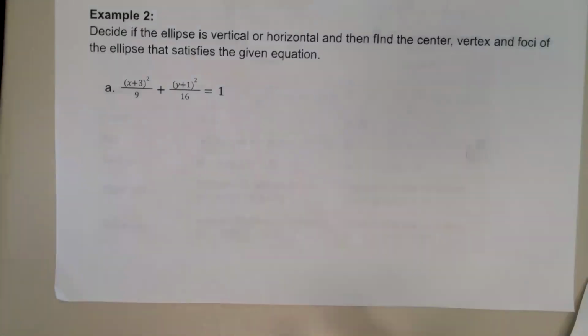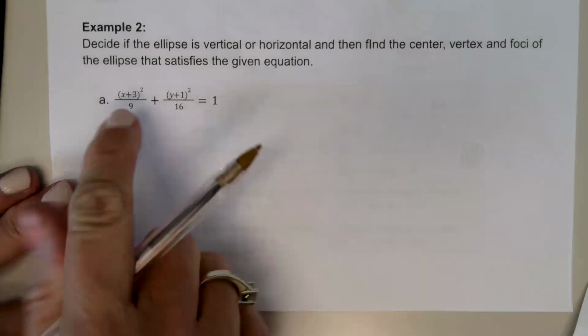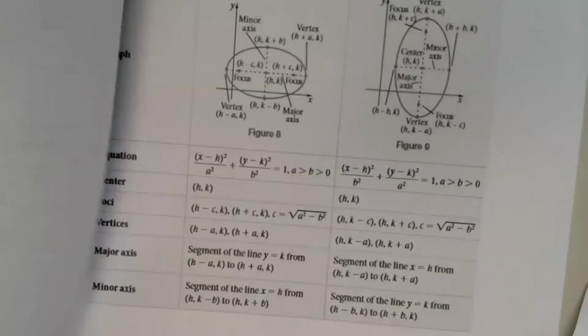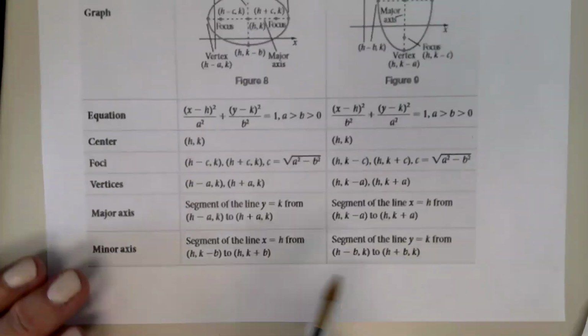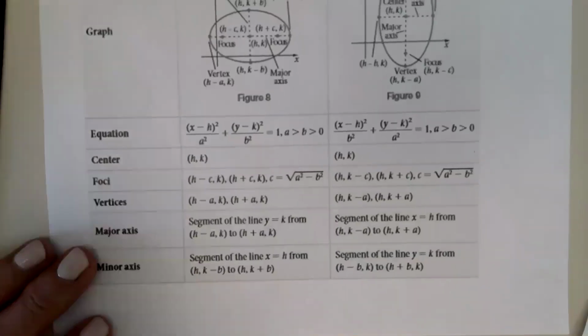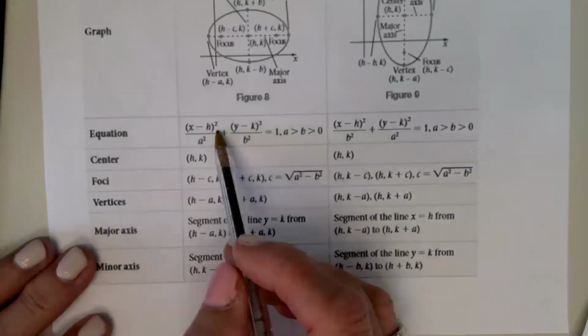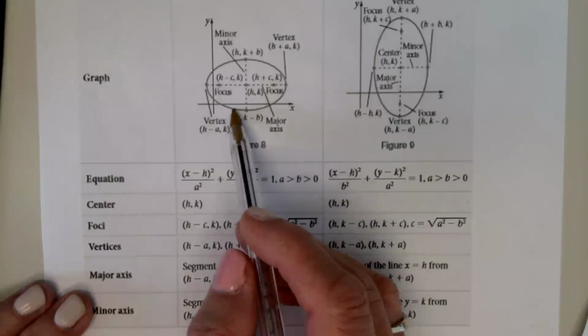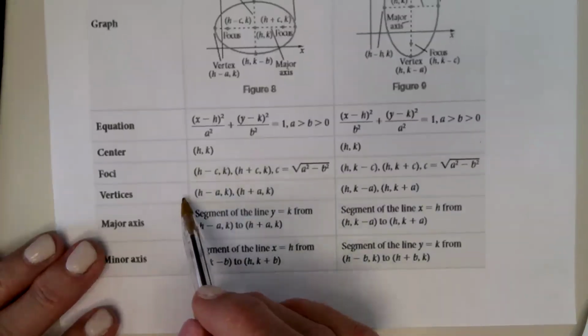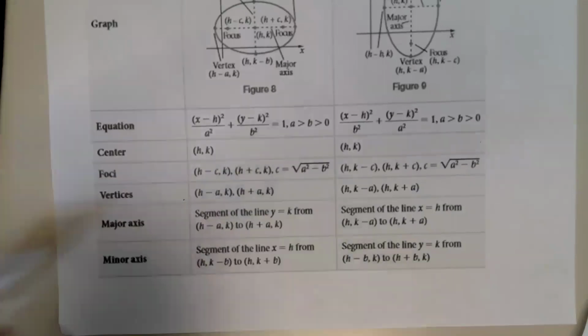Then example 2. So example 2 has some shifting, and you can see that here with the X and the Y. So that is going to be shown on the second page where the shifting is. The shifting is going to affect your H and K. That is, your center is no longer at (0, 0). And then that's going to affect your foci and your vertices here. So we're going to get practice with those.